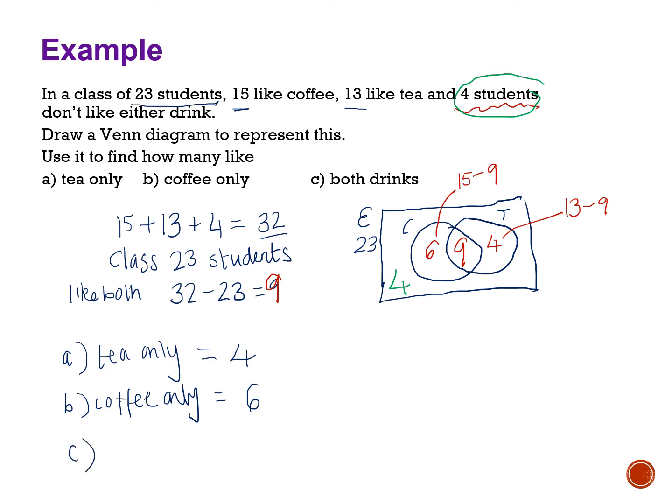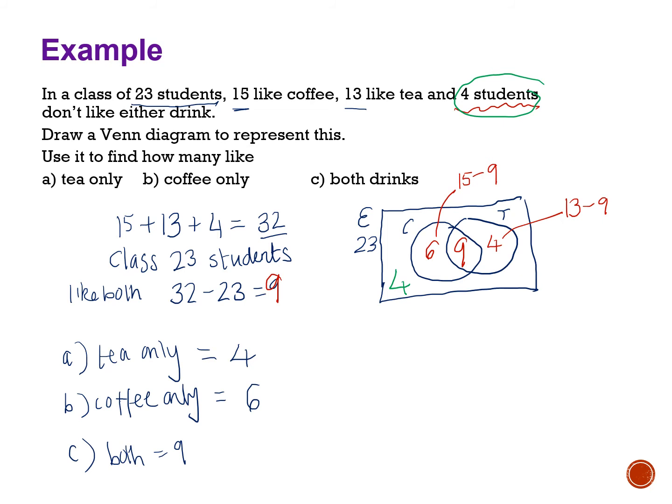How many like both drinks? That was what we worked out first. It's important you work that out first, before you start putting things in, because we need to make sure we don't double count those people. How many like both? And that's 9.